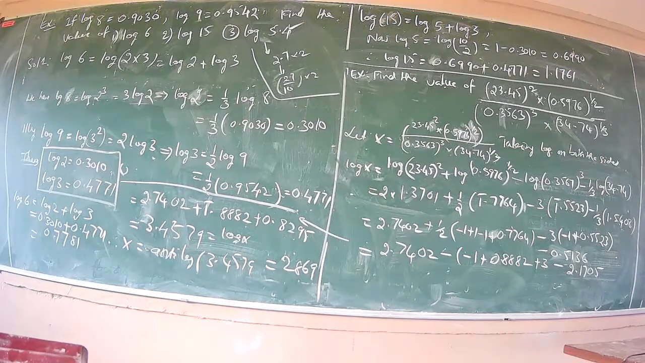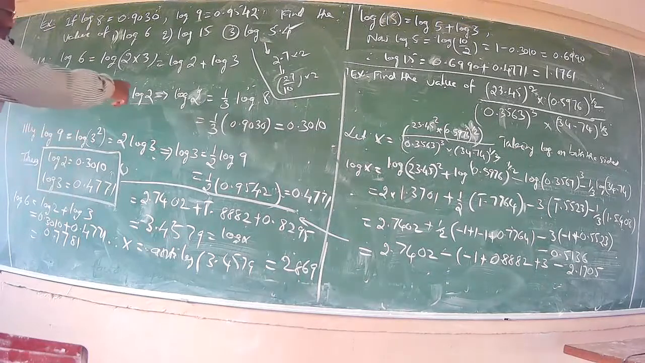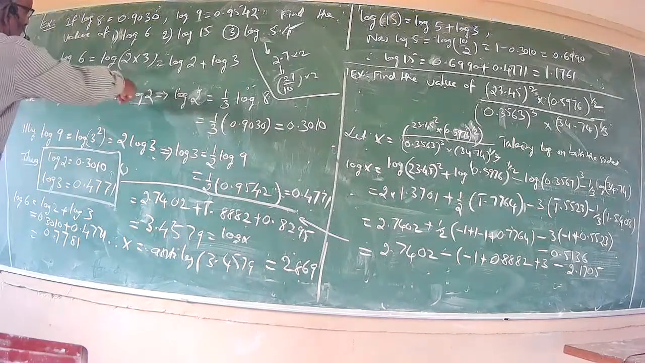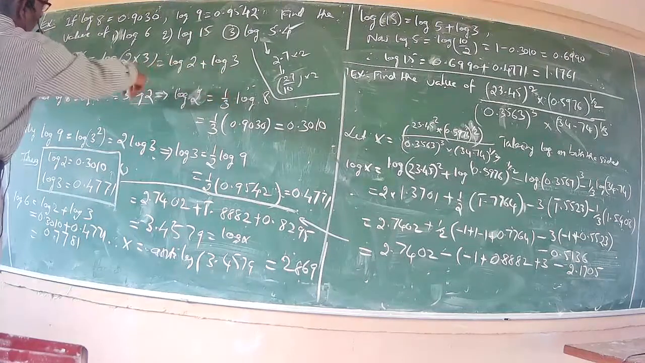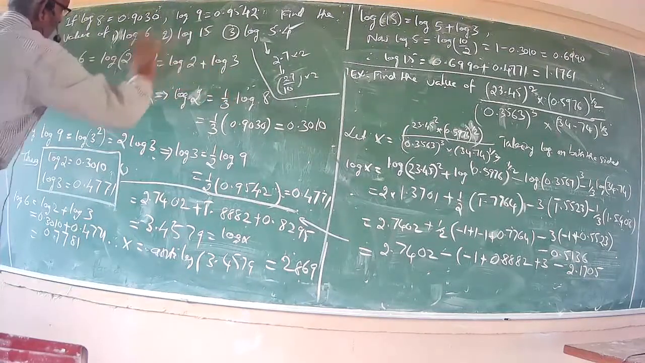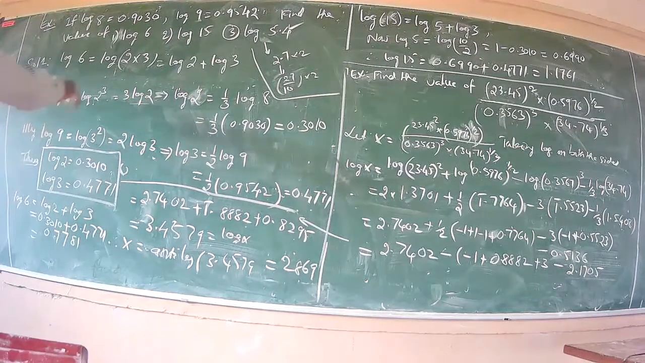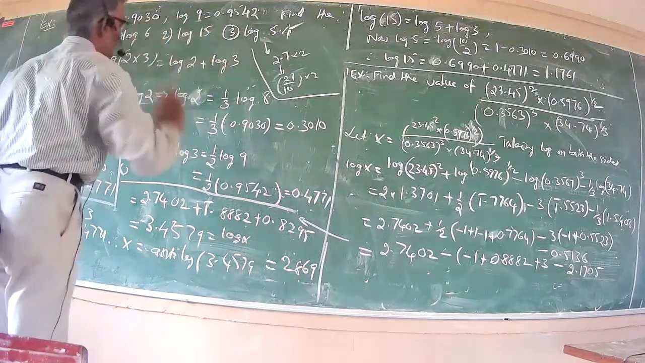Log of 6. How do you write the 6? 2 into 3 equal to 6. So log of 6 equal to log of 2 into 3. Log of a into b equals log of a plus log of b, applying that logarithm rule. So log of 2 plus log of 3. Now this is log of 2 and log of 3.